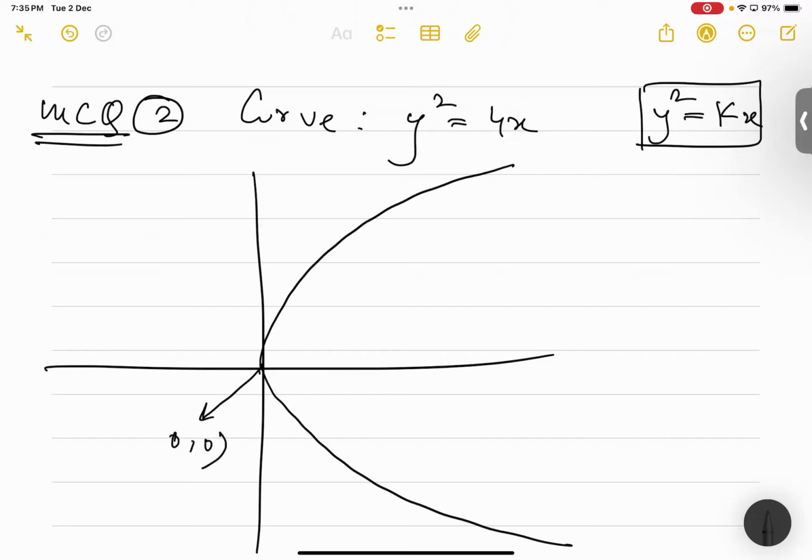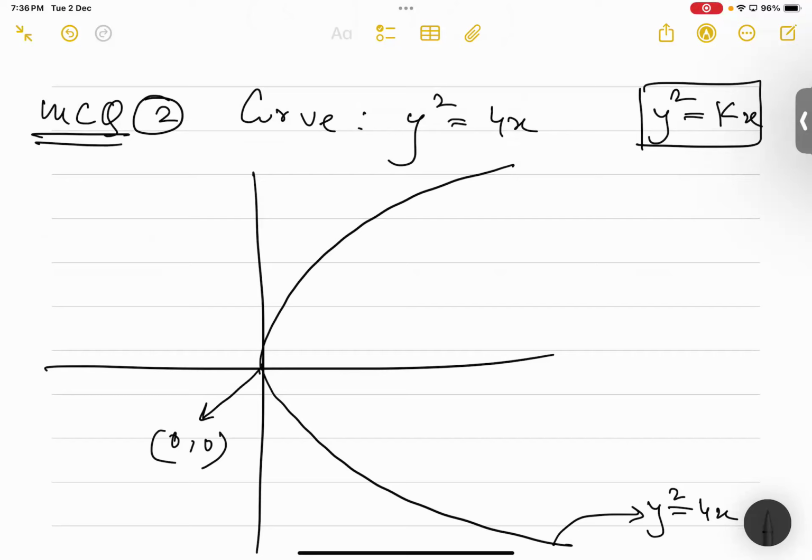This point is the origin. Do you agree with me, guys? It is bounded by two lines. X is equal to 1 and x is equal to 4. Okay. सबसे पहला, this is what? Y square is equal to 4x. This is the curve. Come on, speak up.